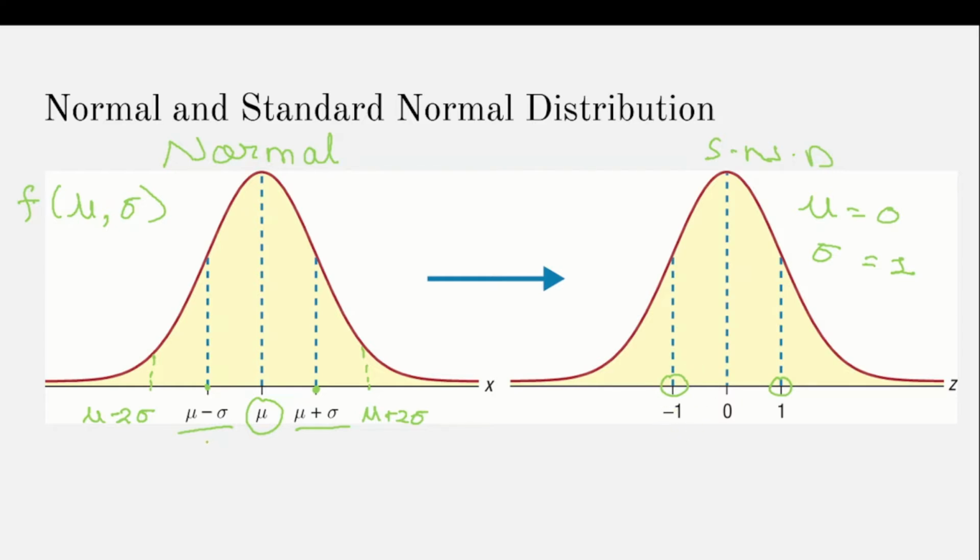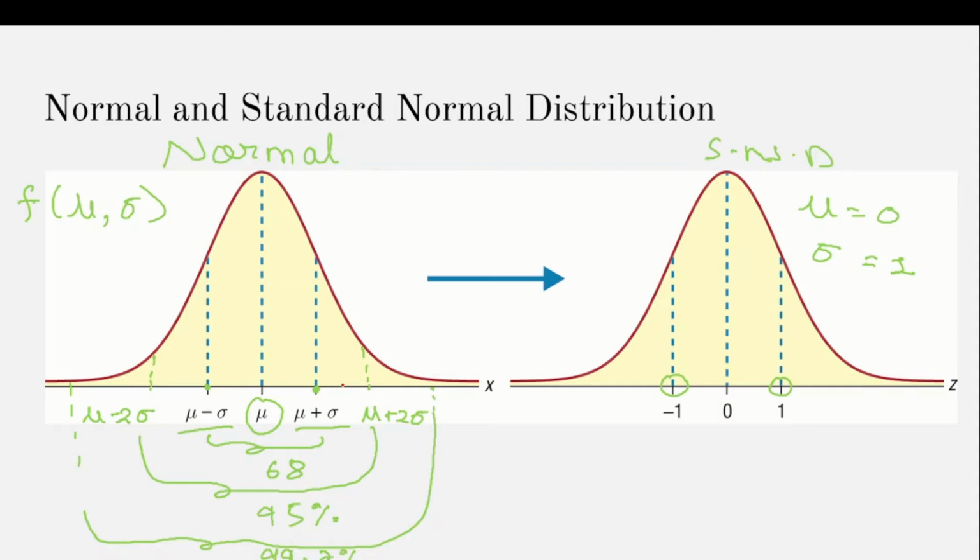Now, under the topic of normal distribution, we studied the empirical rule. The empirical rule states that 68% of the data points lie within one standard deviation of the mean, 95% of the data points lie within two standard deviations of the mean, whereas 99.7% of the data points lie within three standard deviations of the mean.